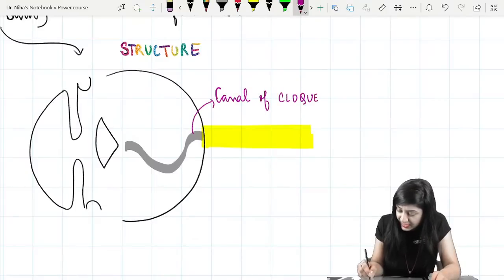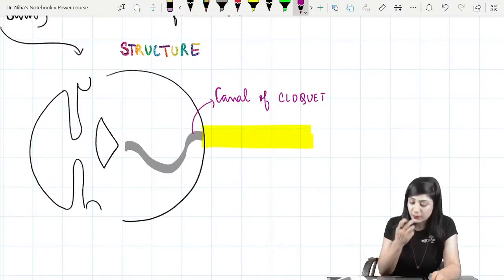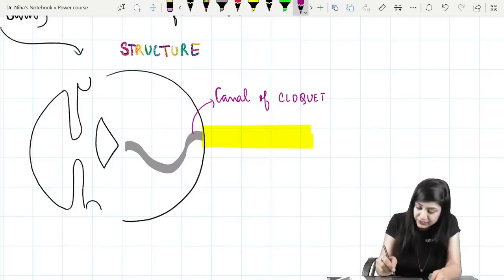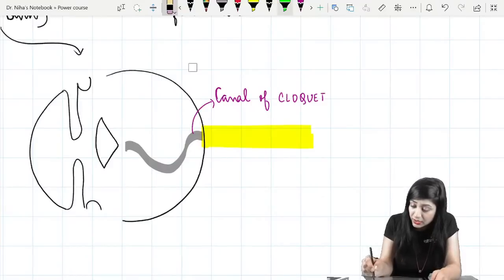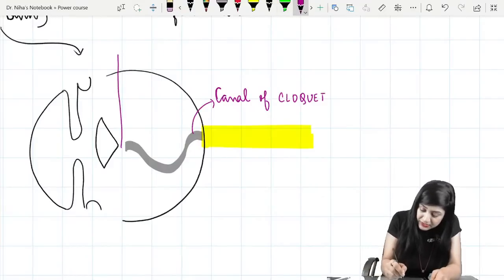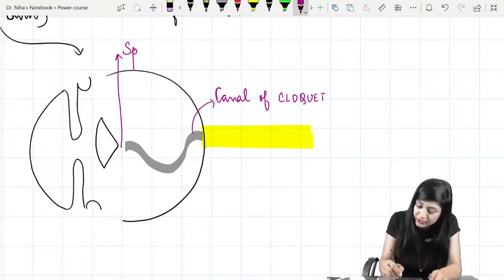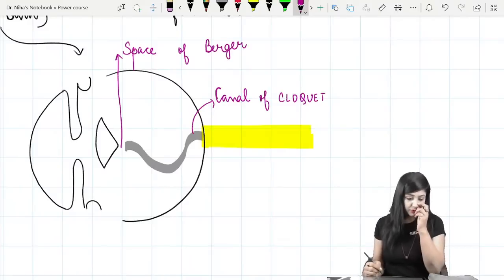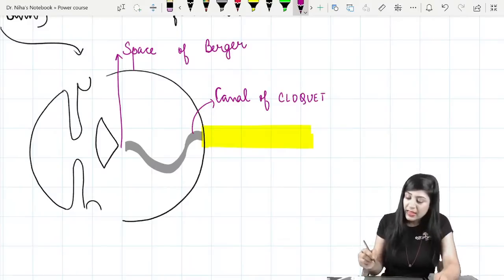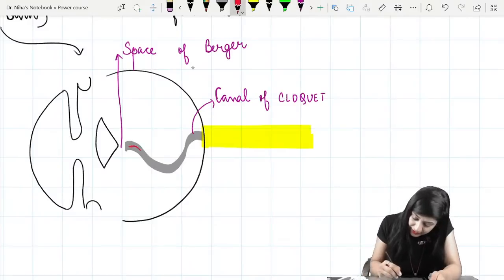The T is silent here, canal of Clockway, and this space. So I have to write, that is why I am rubbing this. Okay. Now see this space is called as the space of Berger. Space of Berger. And inside this canal runs an artery.